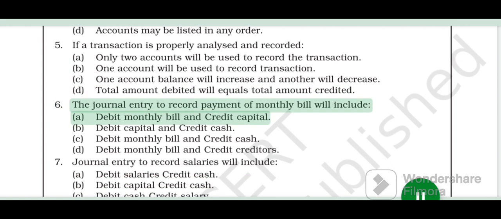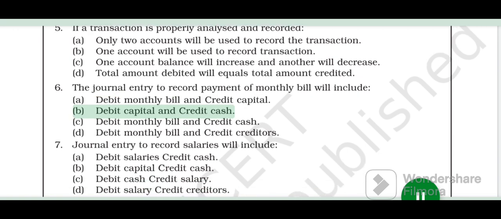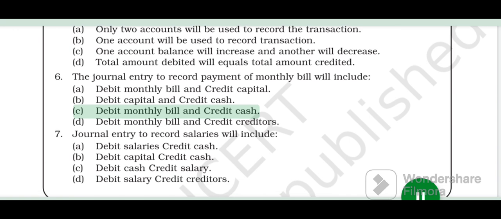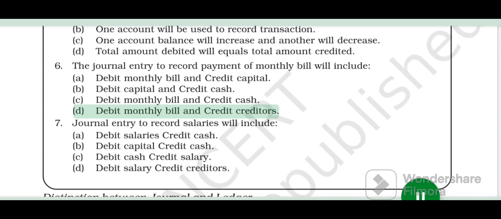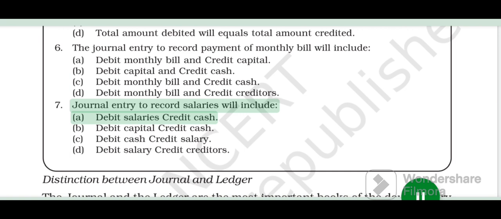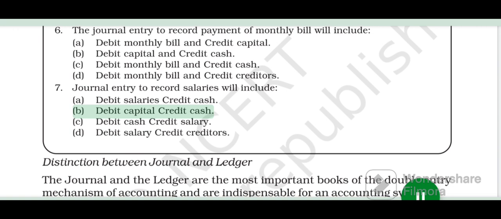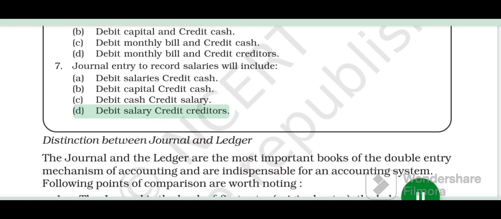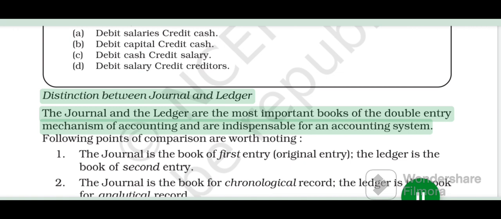6. The journal entry to record payment of monthly bill will include: A. Debit monthly bill and credit capital. B. Debit capital and credit cash. C. Debit monthly bill and credit cash. D. Debit monthly bill and credit creditors. 7. Journal entry to record salaries will include: A. Debit salaries, credit cash. B. Debit capital, credit cash. C. Debit cash, credit salary. D. Debit salary, credit creditors.